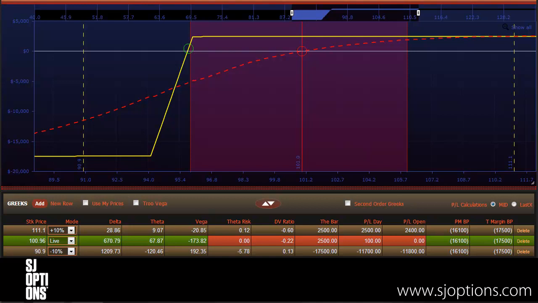Now what we're looking at here is a very directional trade, which you can see. This is your at the money mark. Over here you have your break-even point. You have your maximum loss over here, and anywhere above this area is your maximum return. In this case, you can see the maximum return is $2,500. That's what we call the bar. And your maximum risk in this case is $17,500. So right away you can see that the risk to reward in this type of trade isn't so great.